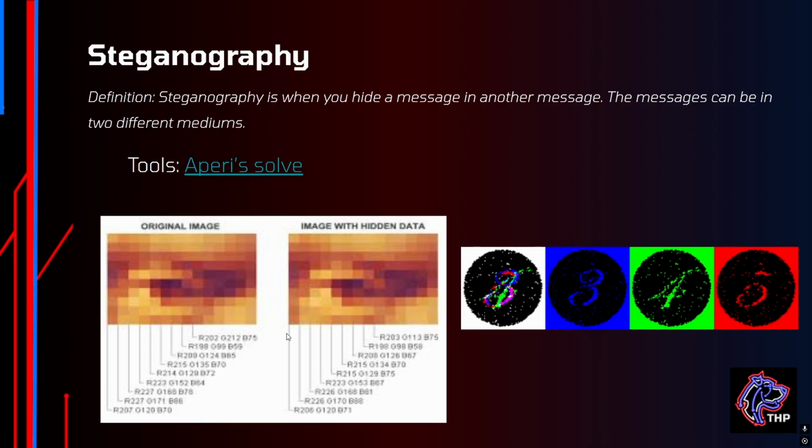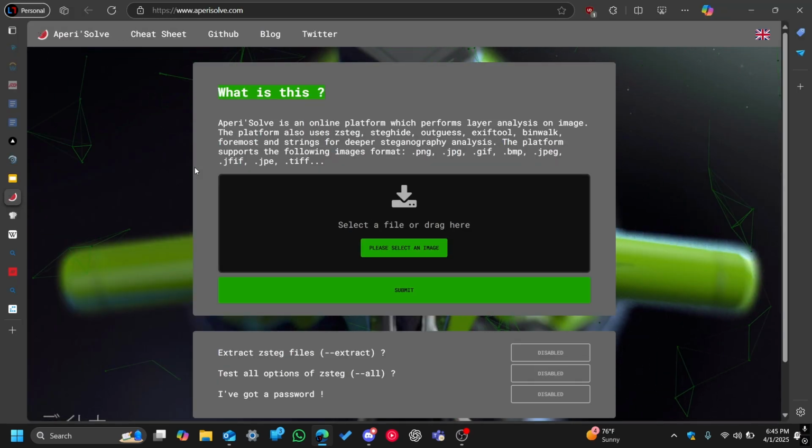If you look at the first line, in the original image it's R202021, B75, whereas this one is R2030113, B75. And usually you need to use some sort of tool to identify it in this case, as it's not always visibly noticeable. A good one is Aperi'Solve. You just upload the image to it and it will do a bunch of tests. You can also use a bunch of tools in Unix. Some of them are built in, some of them you have to download.